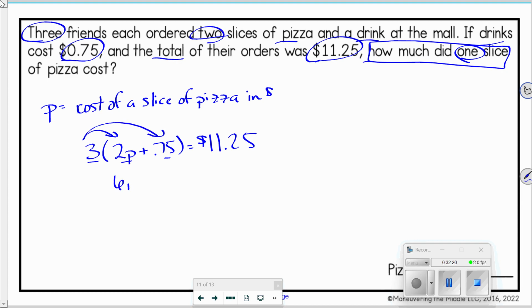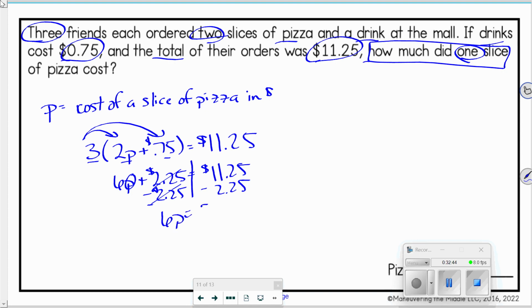3 times 2 gives me 6p. 3 times 75 hundredths is going to give me 2 and 1/4, equals, and that was technically dollars, 11.25. Now we're ready to start solving. The opposite of adding 2.25 is subtracting 2.25. So these cross out. I have 6p. Subtract this, that becomes $9. The opposite of multiplying by 6 is dividing by 6. These go away.